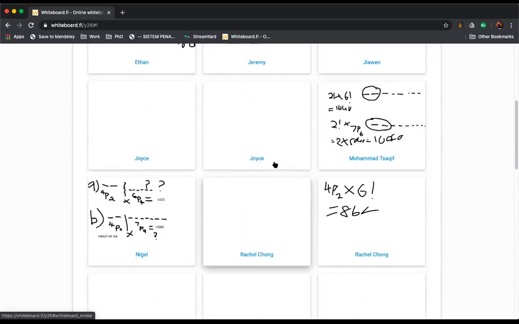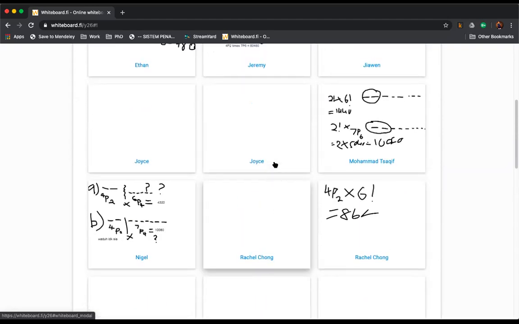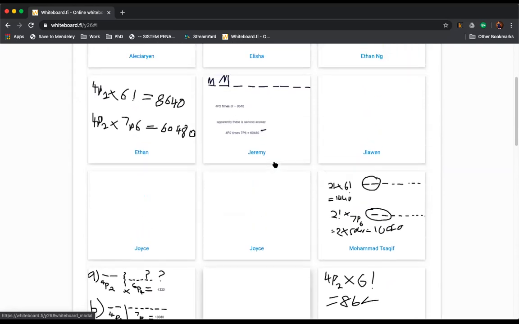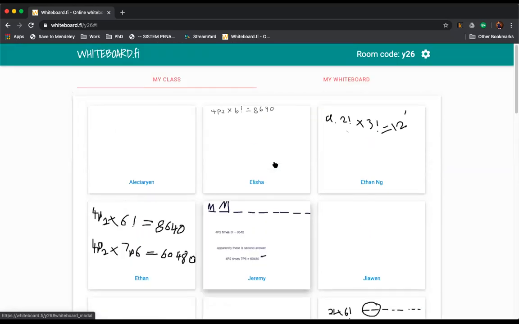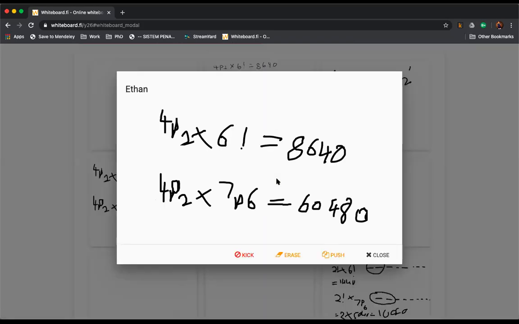Okay, another one that I want to highlight, I'm going to use Ethan's one. Okay, so Ethan has got the first one correct, 4p2 times 6 factorial. Okay, because remember, there are 4 men and you only want to choose 2 men first. That's the condition. Okay, this one, 4p2 times 7p6.